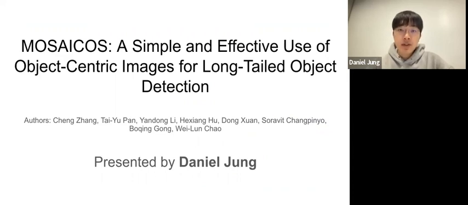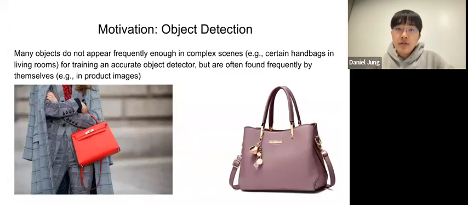for long-tailed object detection. The motivation of this paper is, of course, object detection. Many objects do not appear frequently enough in complex scenes, like certain handbags in living rooms, as presented in the left image. For training an accurate object detector, such objects are often found frequently by themselves, for example in product images, like the right image that you can see.